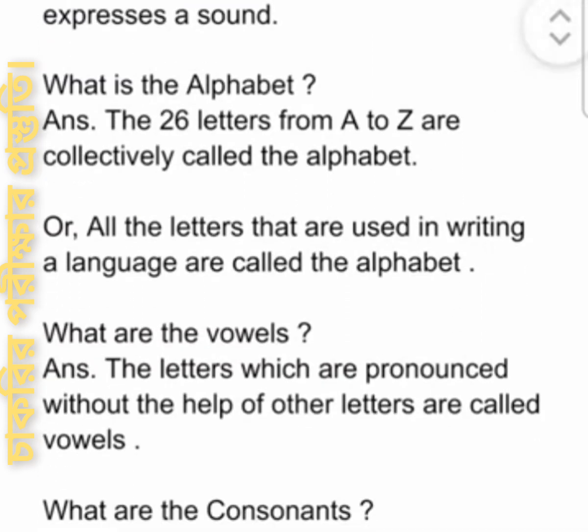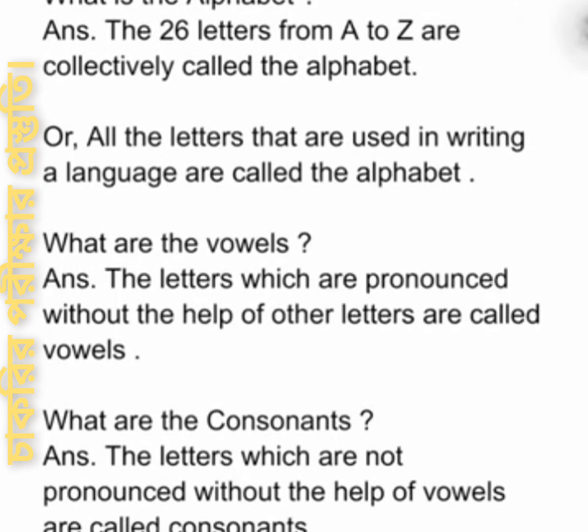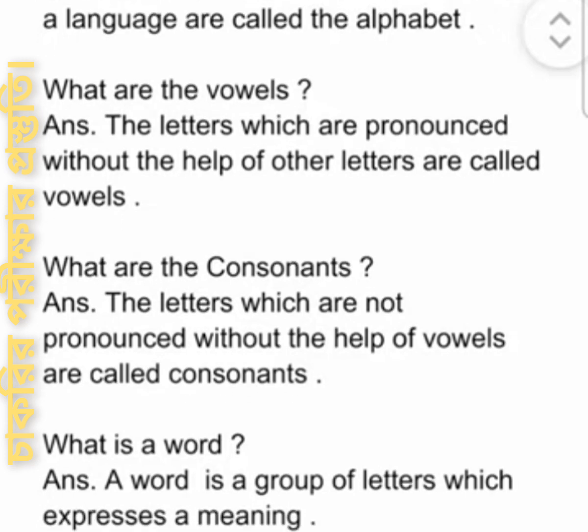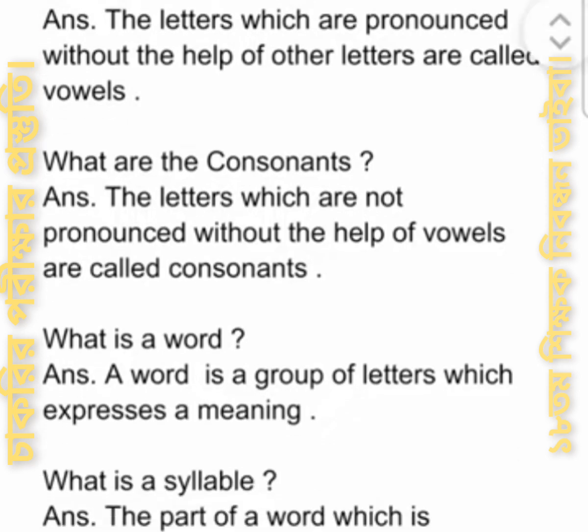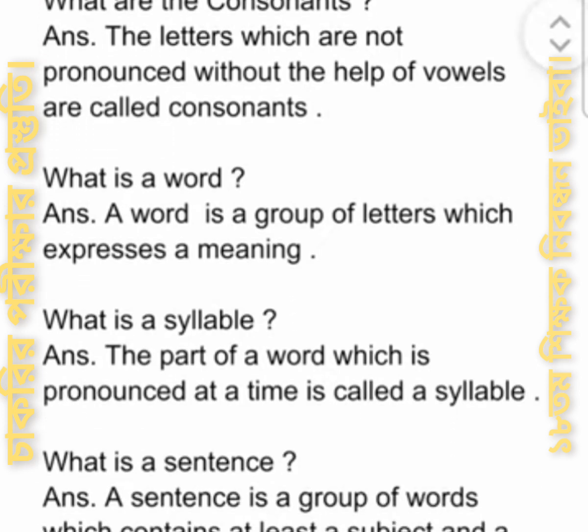What is the alphabet? The 26 letters from A to Z are collectively called alphabet. Or all the letters that are used in writing a language are called the alphabet. What are vowels? The letters which are pronounced without the help of other letters are called vowel. What are the consonants? The letters which are not pronounced without the help of vowels are called consonant.